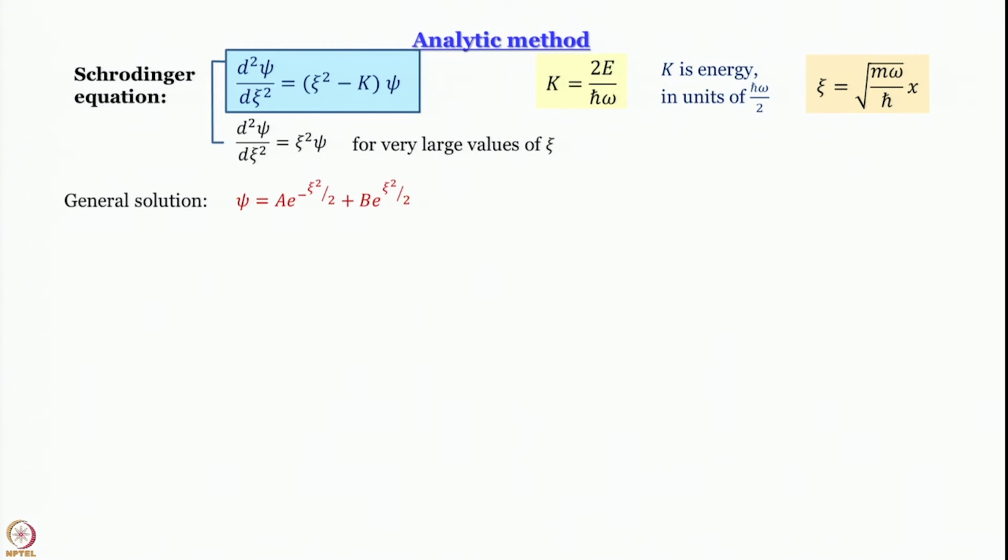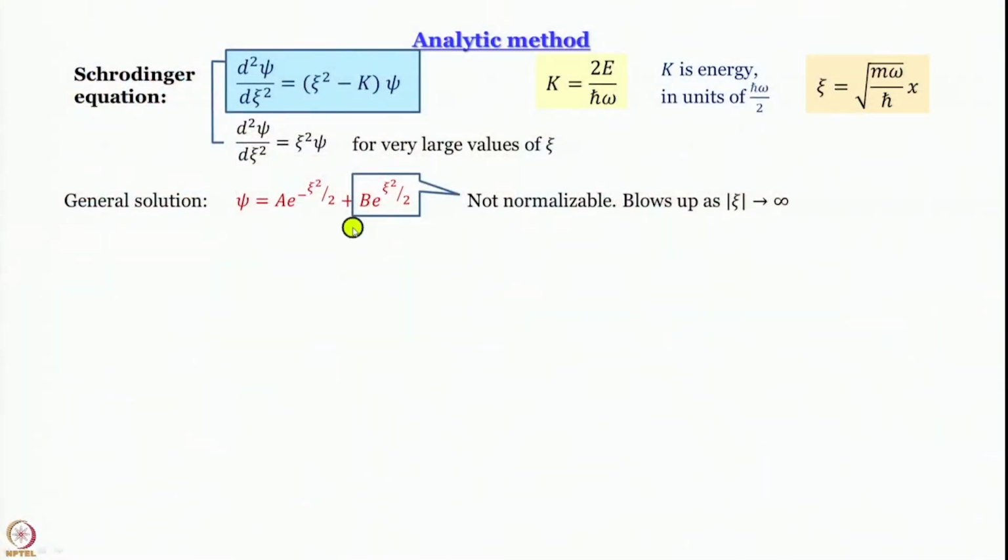So, first of all, the general solution here would be a e to the power minus xi square by 2 plus b e to the power xi square by 2. Just work it out yourself: differentiate twice, you will get back this same equation. But one thing to remember is that mathematics is not the be all and end all for us. Mathematics is only the tool that helps us get to the physics.